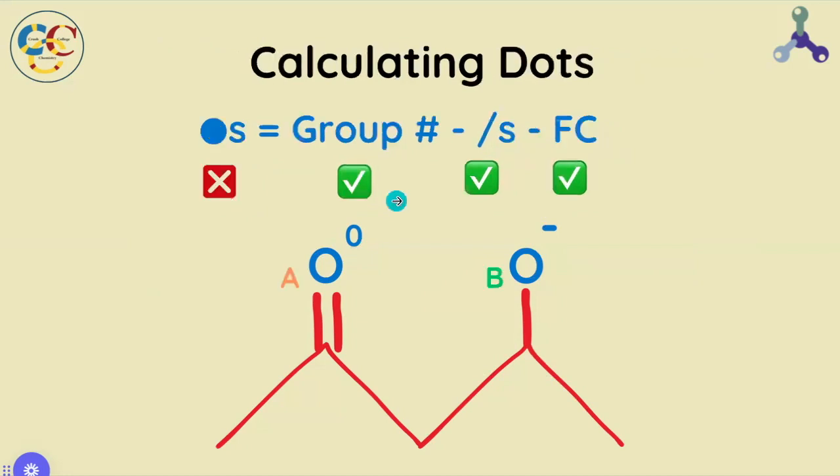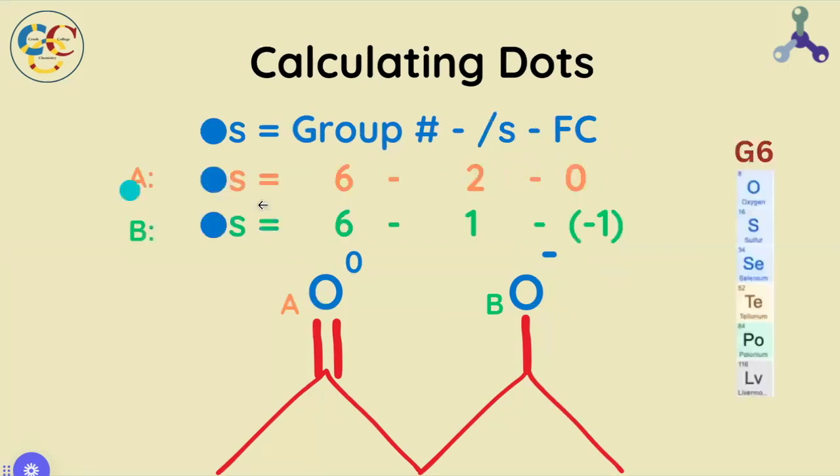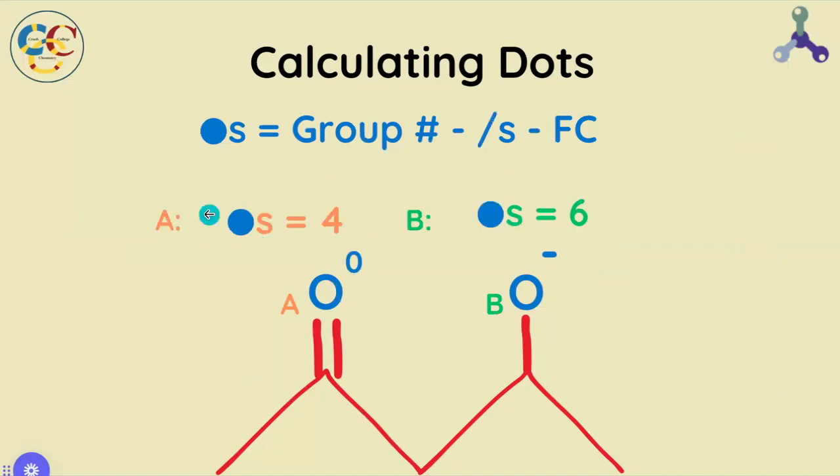We make this calculation for each respective oxygen, especially since they have different formal charges, so we're going to get a different number of dots, and we have to do this calculation twice. For A, we plug in, well, first of all, oxygen is in group 6. We're going to put 6 for the group number, and they have different numbers of bonds. This has 2, this has 1, and they have different formal charges. You evaluate that, and you get 4 dots for this oxygen and 6 dots for this oxygen.